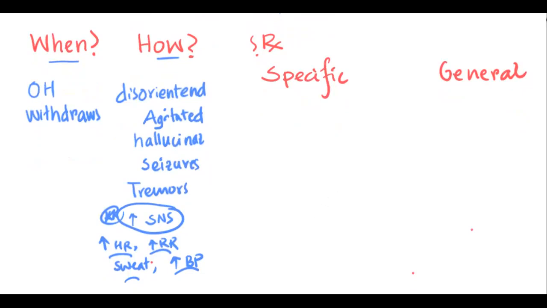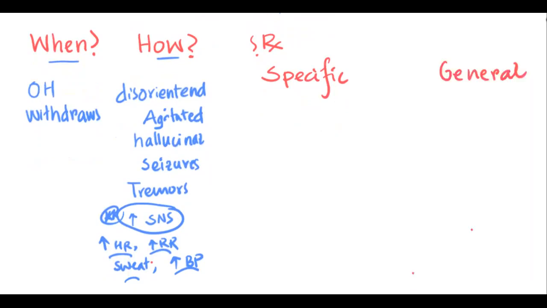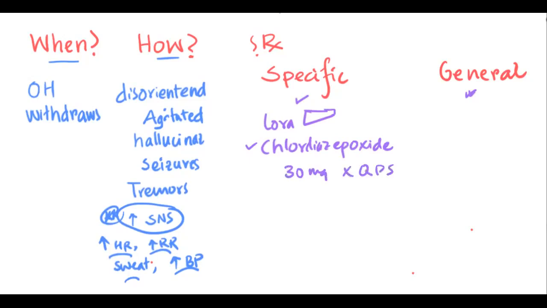So how do you treat a patient with delirium tremens? The treatment is very simple. There is a specific therapy and there are some general approaches. The specific treatment for delirium tremens may be a benzodiazepine, such as lorazepam or chlordiazepoxide. This is kind of like the first choice, but if the patient has liver disease, then lorazepam will be a better choice. And the dose of chlordiazepoxide is around 30 milligrams QDS, meaning every 6 hourly.